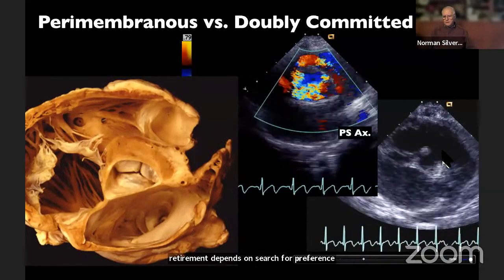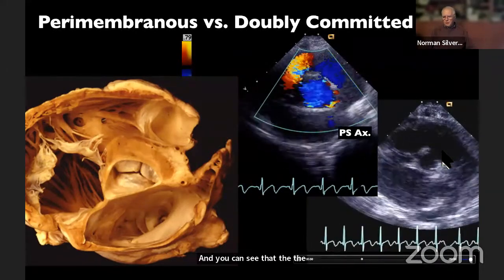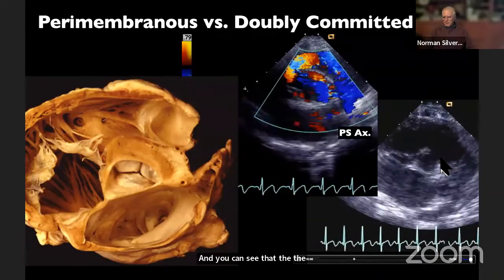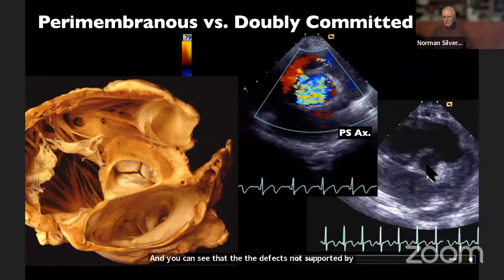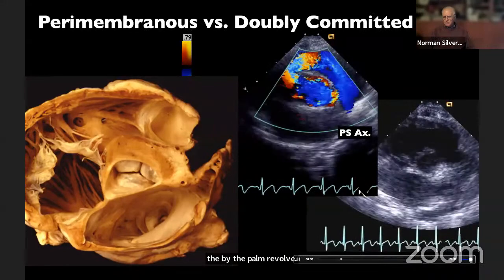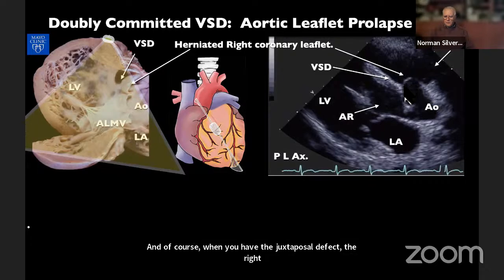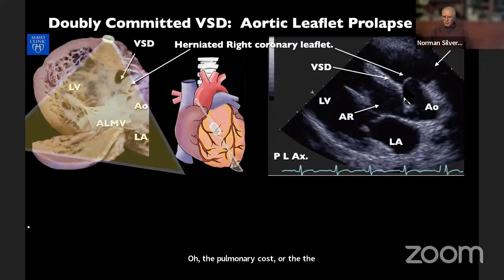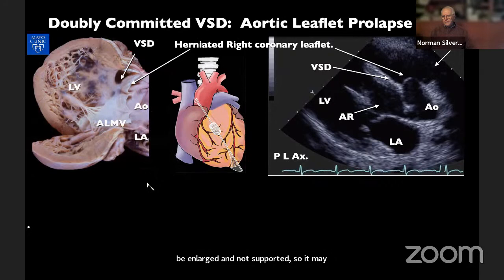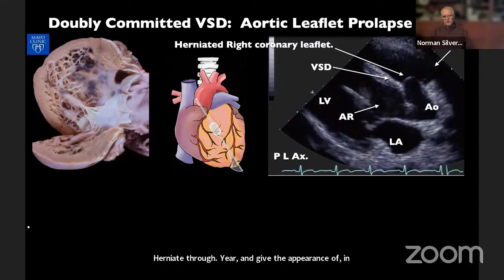And you can see that the defect is not supported by the pulmonary valve, has got pulmonary insufficiency as well. And of course, when you have the juxta-arterial defect, the right ventricular or the pulmonary cusp or the right coronary cusp may be enlarged and not supported, so it may herniate through here and give the appearance of, in fact, an aneurysm of the sinus of Valsalva.